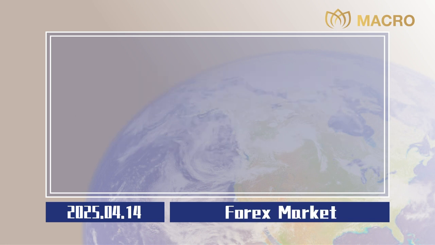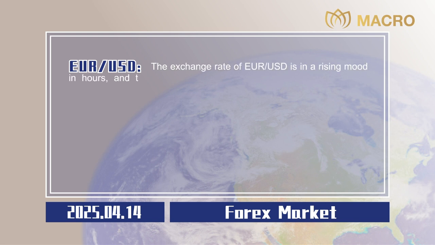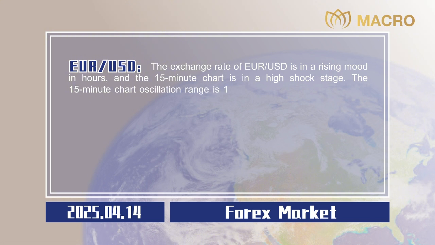Forex market. Euro to US dollar. The exchange rate of euro to US dollar is in a rising mood on the hourly chart, and the 15-minute chart is in a high shock stage. The 15-minute chart oscillation range is 1.1303 to 1.1408. Operationally, you can sell at a high price and buy at a low price in this range.